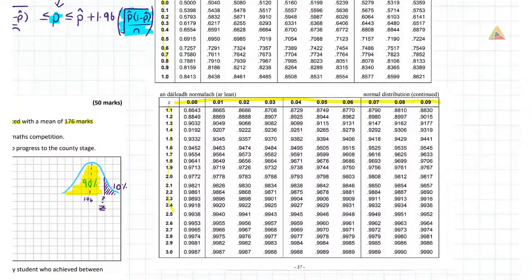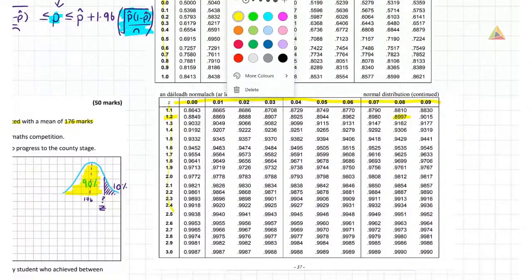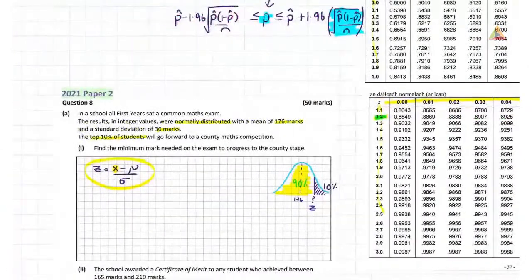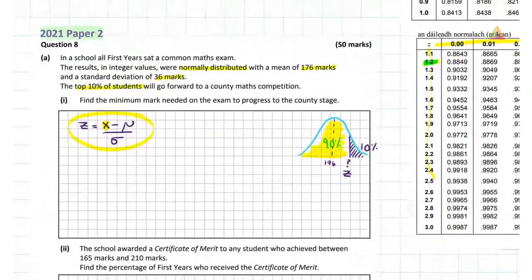We're talking about 1.28. Okay, so I think that's the closest value you're going to get to 90%. So the Z value corresponding to that is 1.28. Let me just show you in a different color. There's our Z value, there's our probability value. Okay, so what we've just figured out is that the Z value of this point here, at which 10% of them are above that point and 90% below, the Z value is 1.28.